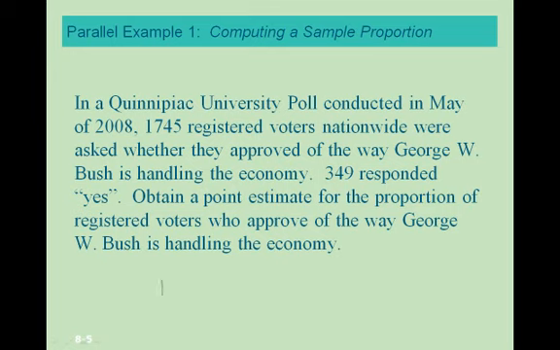So remember, our point estimate is our value p hat, which is given as x divided by n. So x would be the number who responded yes, so we have 349, where n then is the total who were asked, or the registered voters, which would be 1,745. And when we do this division, we'll get a value of 0.2 for our point estimate. So this is a point estimate for the proportion of registered voters who approve of the way George W. Bush is handling the economy.